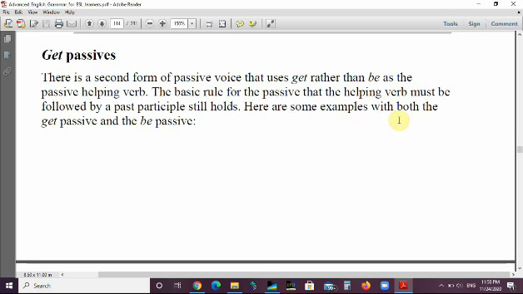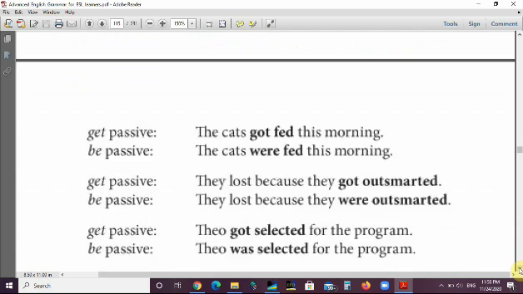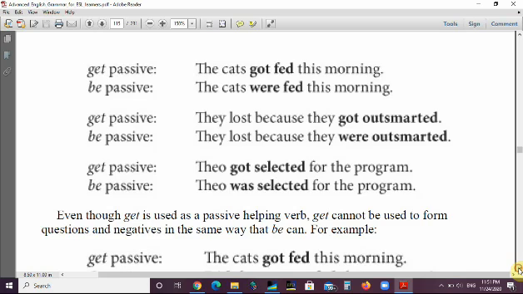Here are some examples with both the get passive and the be passive. Let's see. Get passive, the cats got fed this morning. Be passive, the cats were fed this morning. Get passive, they lost because they got outsmarted. Be passive, they lost because they were outsmarted. Get passive, Theo got selected for the program. Be passive, Theo was selected for the program.